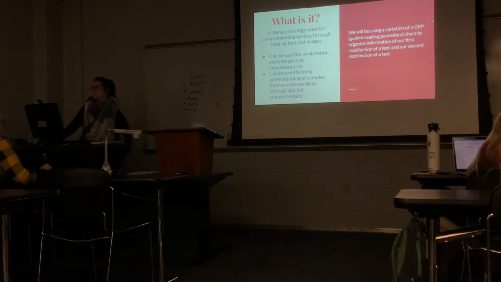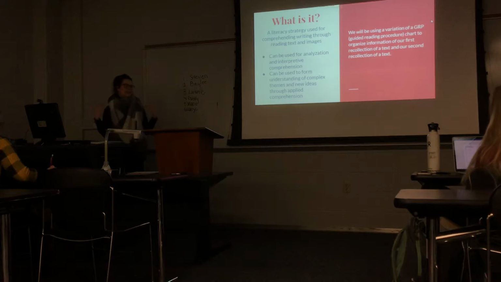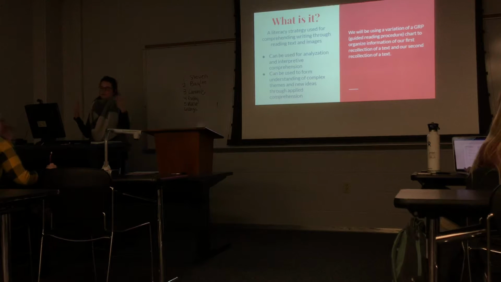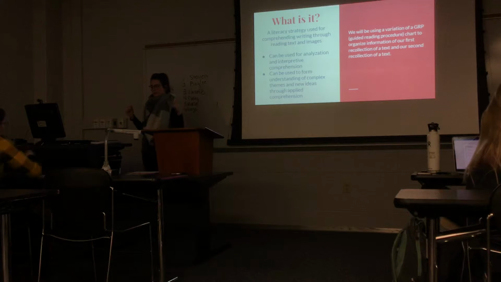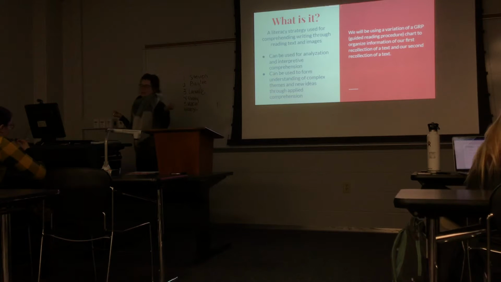So I'm going to be using a GRP chart. This is a guiding reading procedure. It's basically a chart that we're going to use to organize the information once we start looking at an image or when someone is reading this image to us. I'll explain that further in a little bit. And then in the second column, we're going to be actually reading real text and then interpreting that and how the image correlates with the actual written text.